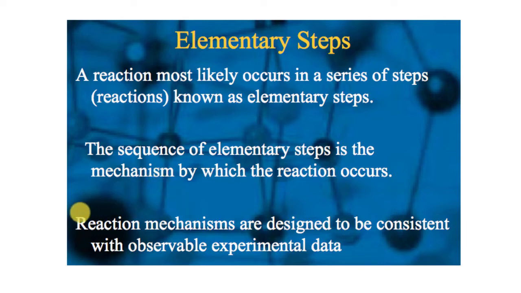Okay. Now we have to remember that the mechanism that we come up with is our ideas. This is our explanation of what's going on, and it has to match the observable experimental data that we have. So if there's no consistency there, our mechanism is wrong, and that's what we're going to look at in proving whether these mechanisms are possible. Okay. So here's an example.